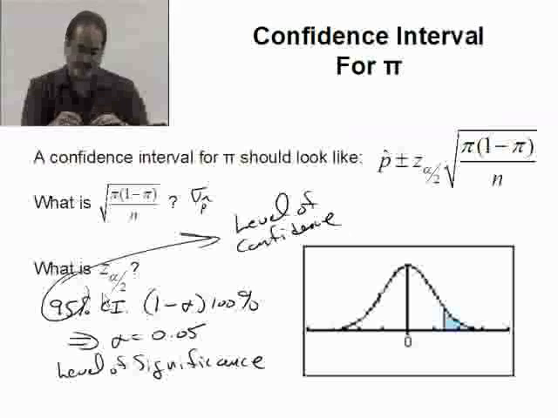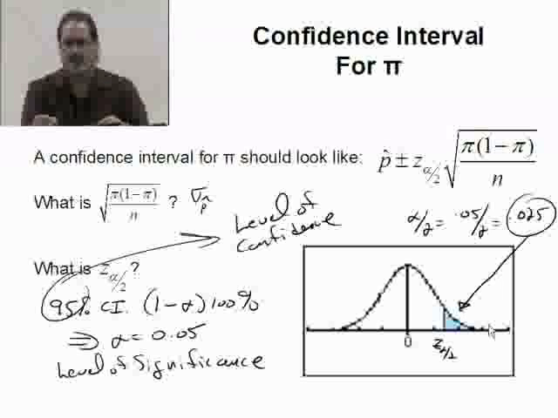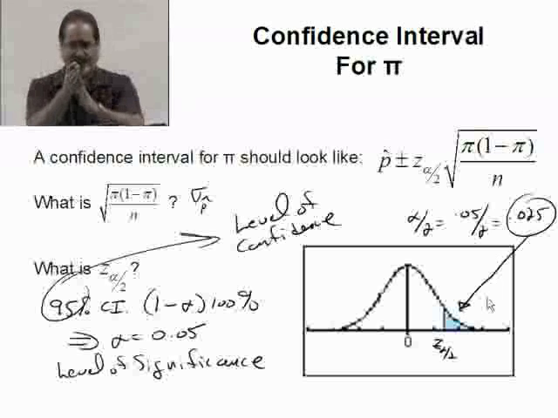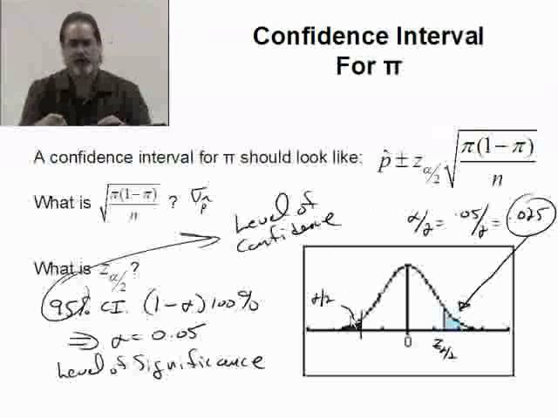Okay, so still, what's this alpha over 2? Well, if alpha is 0.05, then alpha divided by 2 would be 0.05 divided by 2, which is 0.025. This value right here is z of alpha over 2. It's a z value that gives me alpha over 2 in the right tail. Because of symmetry, the negative of that z value would give me alpha over 2 in the left tail. So if this is 0.025 in the right tail, it's also 0.025 in the left tail. Combined, it's alpha, 5%.